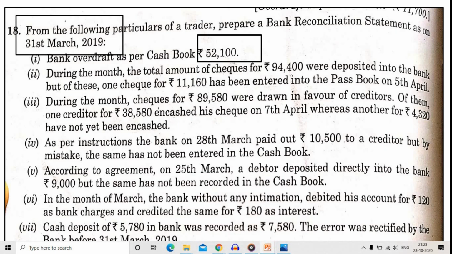Now we'll see our next problem. From the following particulars of trader, prepare a bank reconciliation statement as on 31st March 2019. The bank overdraft as per cash book, that is 52,100. So as soon as we see the problem, we have to identify closing balance and bank reconciliation statement date. Here it states 31st March 2019 and the closing balance is 52,100. He has clearly given that it is a overdraft as per cash book.